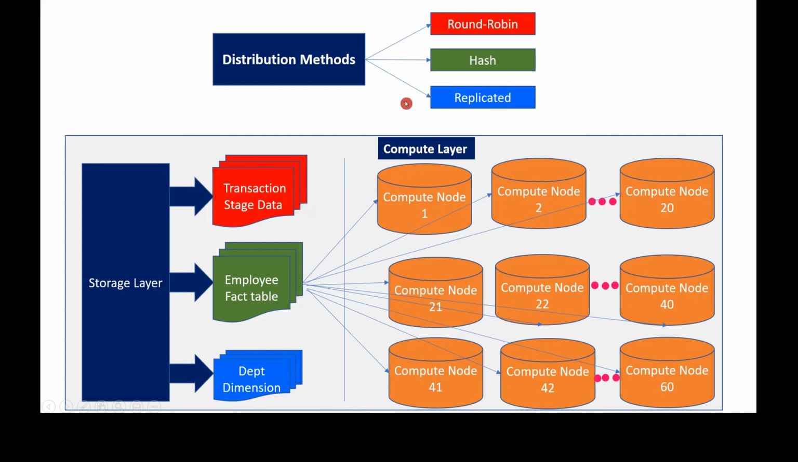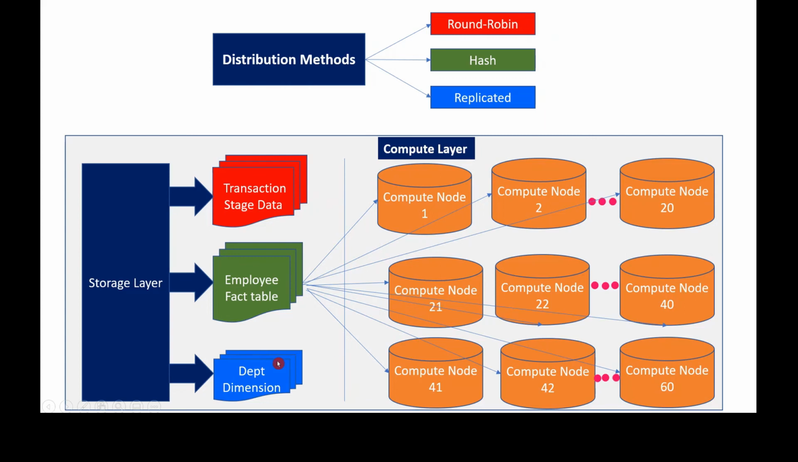And the third method is replicated. Let me explain replicated. Let's say we have submitted a query, and that query contains two tables being joined, maybe an employee fact table and a department dimension table. In order to perform the join, the compute nodes should read those two data files from the storage layer. First, it will consume the employee fact table, and that would be split into 60 pieces, and all those 60 pieces would be distributed across 60 compute nodes.